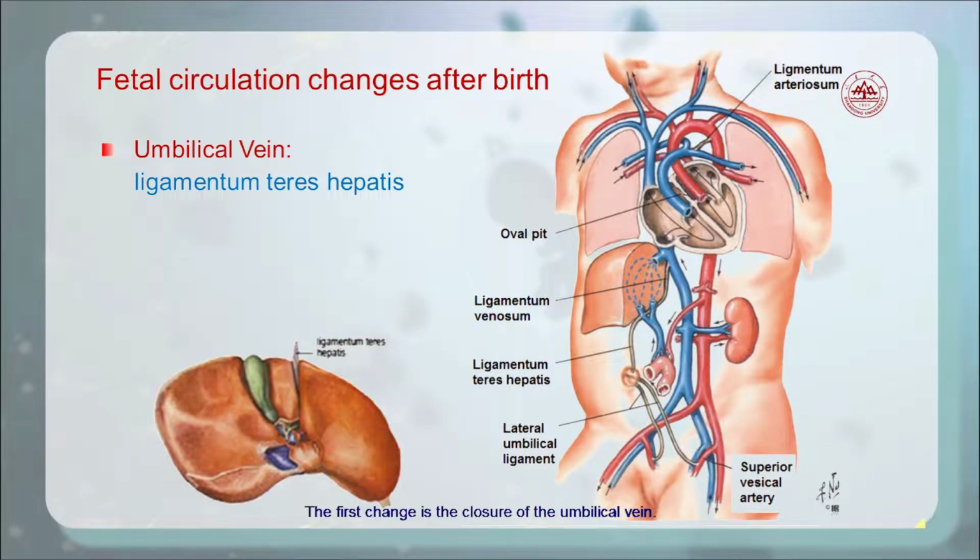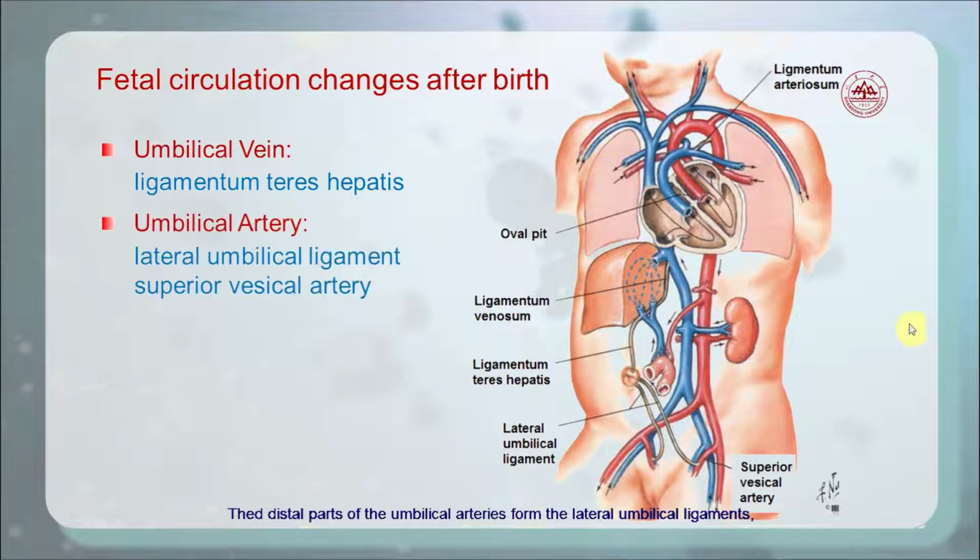The first change is the closure of the umbilical vein. After birth, the umbilical vein is obliterated and forms the ligamentum teres hepatis. The second change is the closure of the umbilical artery.